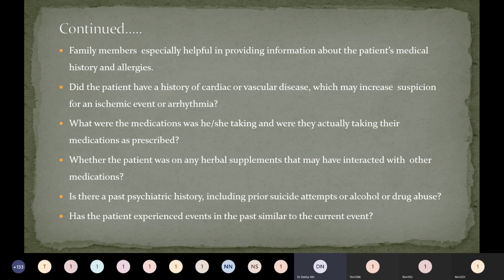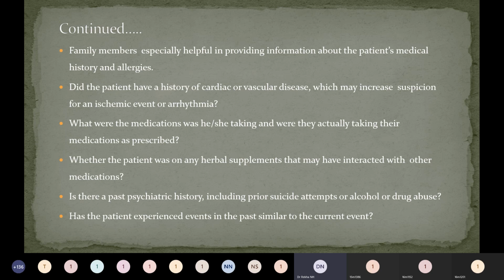Family members are especially helpful in providing information about the patient's medical history, and whether there is any history of allergies. What medical history do we have to take? We have to take the presence of any comorbidities, that is, whether the patient has any associated cardiac illness or a previous history of cerebrovascular accident, which may increase the suspicion of an ischemic event or an arrhythmia. If there is any history of cardiac illness, or a patient who has a history of myocardial infarction, it can be complications of the same or occurrence of arrhythmia.